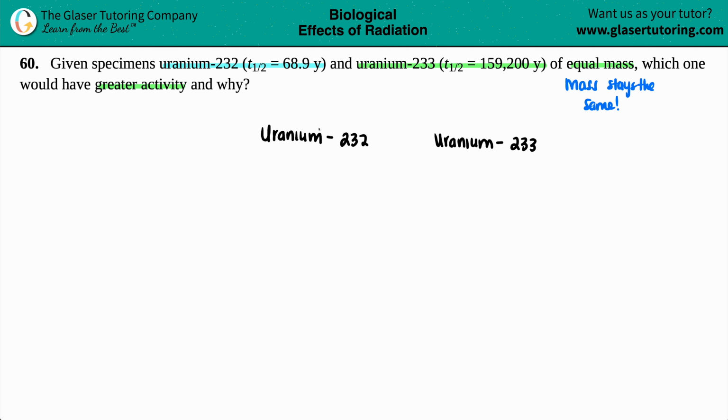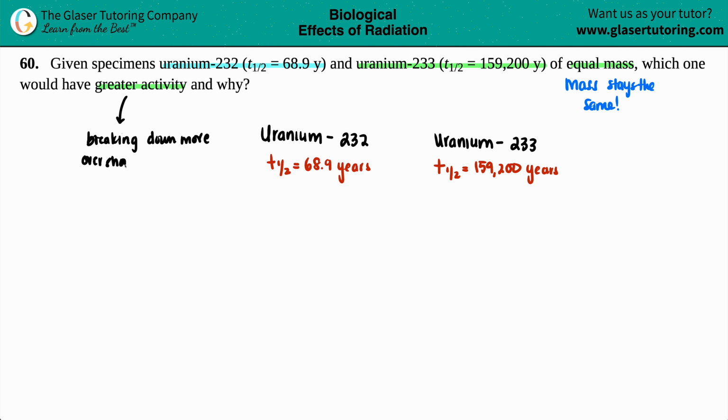The only thing that's the difference between these two is that the uranium-232 has a half-life of 68.9 years, and the uranium-233 has a half-life of 159,200 years. Which one has the greater activity? Well, when I think of greater activity, I think of basically which one is breaking down more over a shorter period of time.